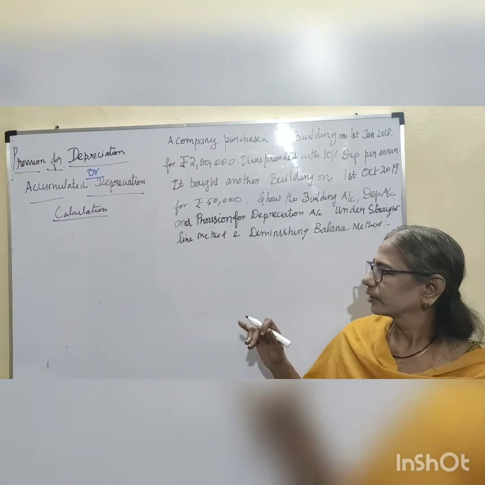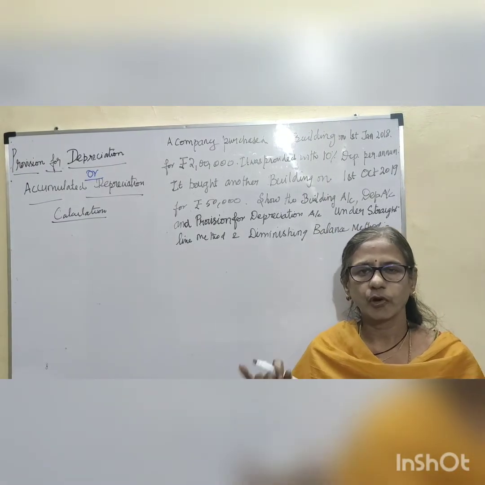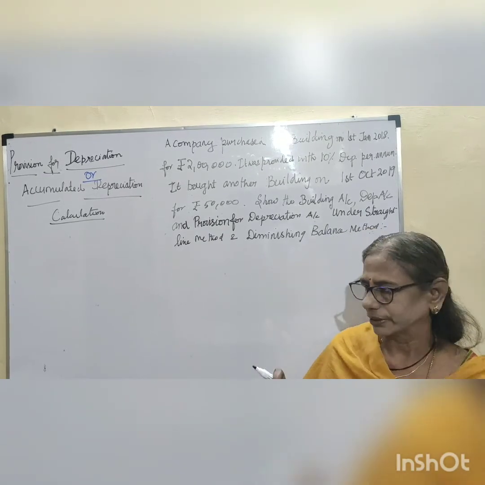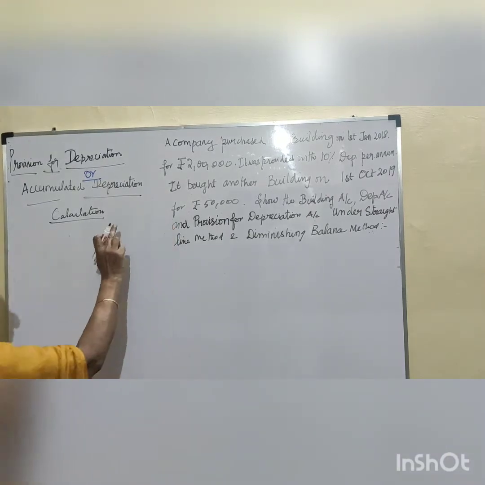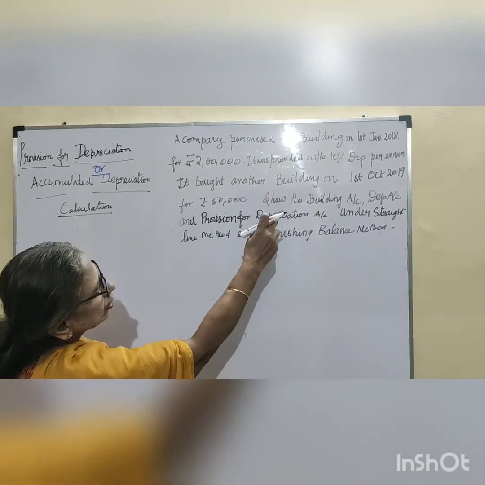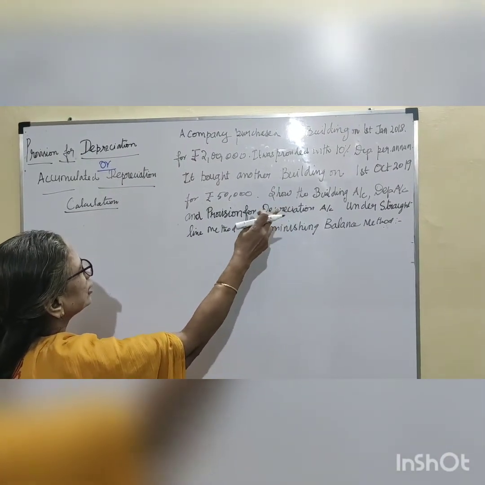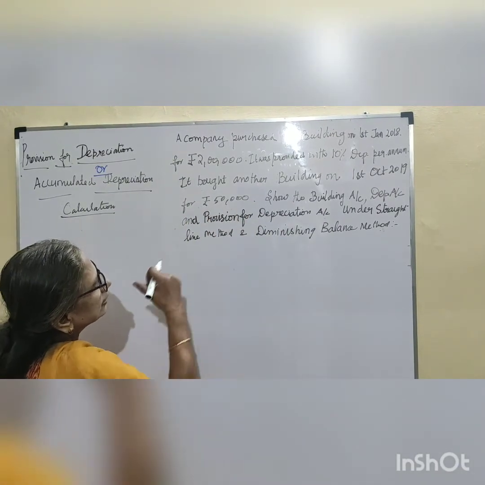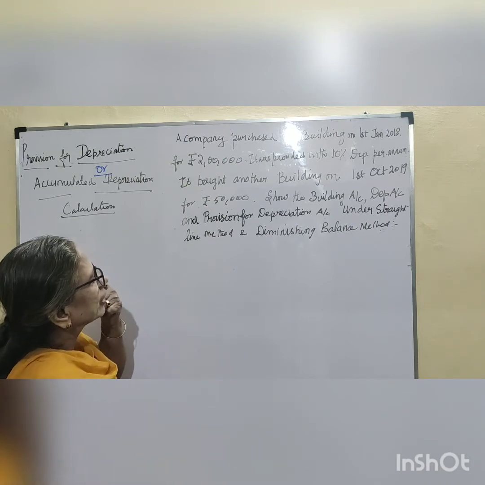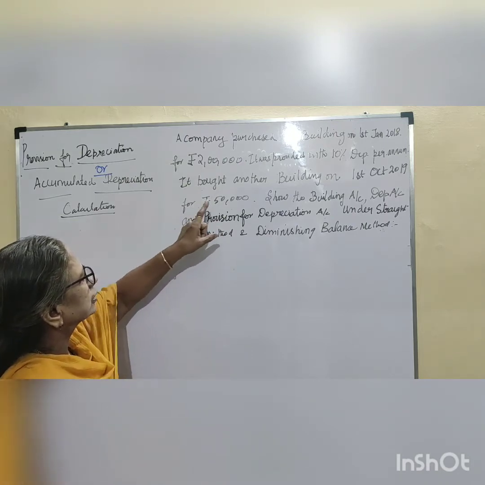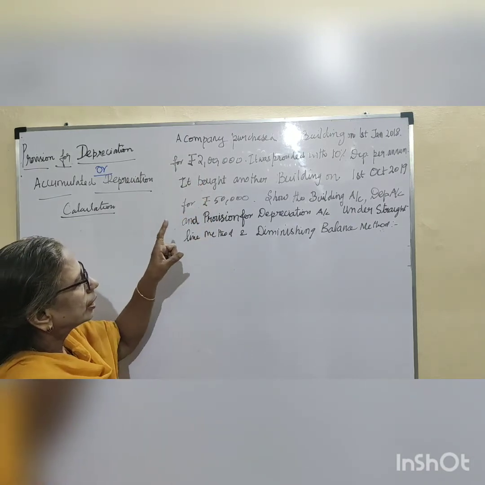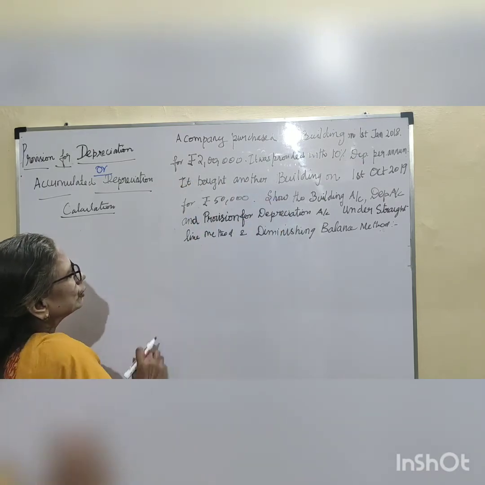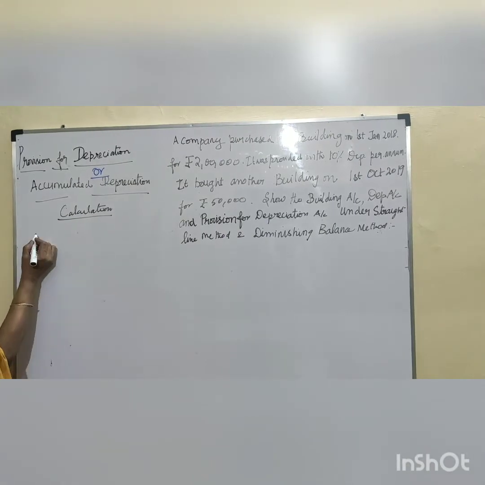Now first let us calculate the depreciation for building 1 and 2 on straight line method. First let us see the sum. A company purchased a building on 1st January 2018 for rupees 2 lakhs and it was provided with 10% depreciation per annum. Now we are going to calculate the depreciation for this 2 lakhs for the whole year, from 1st January, the purchase, up to 31st December.